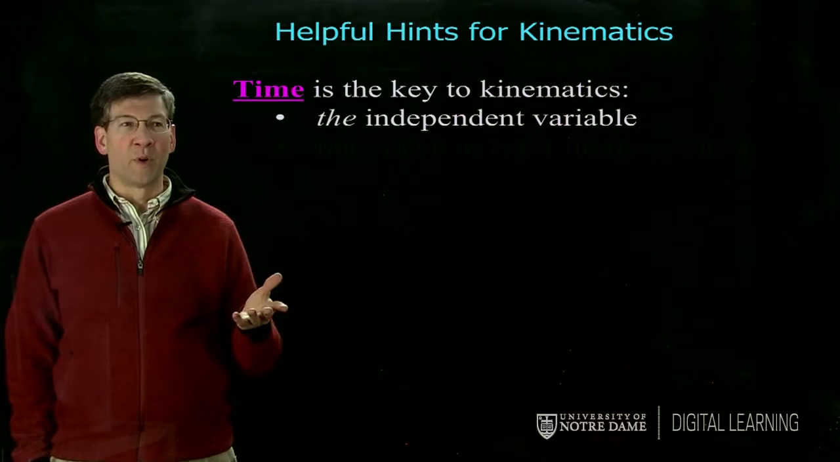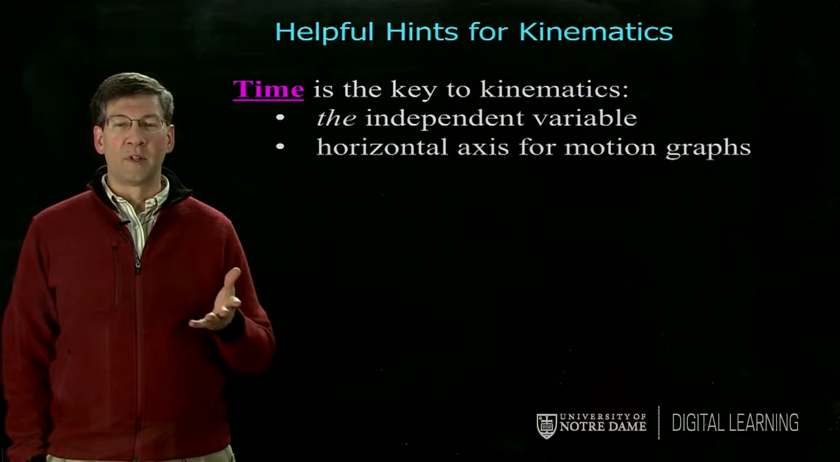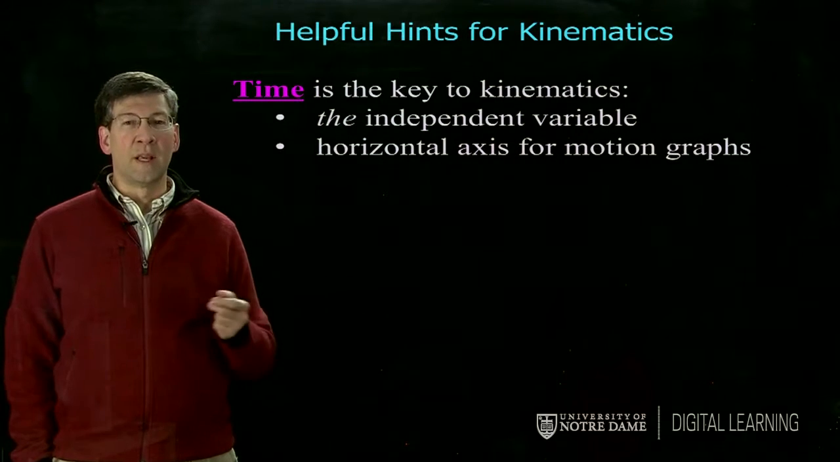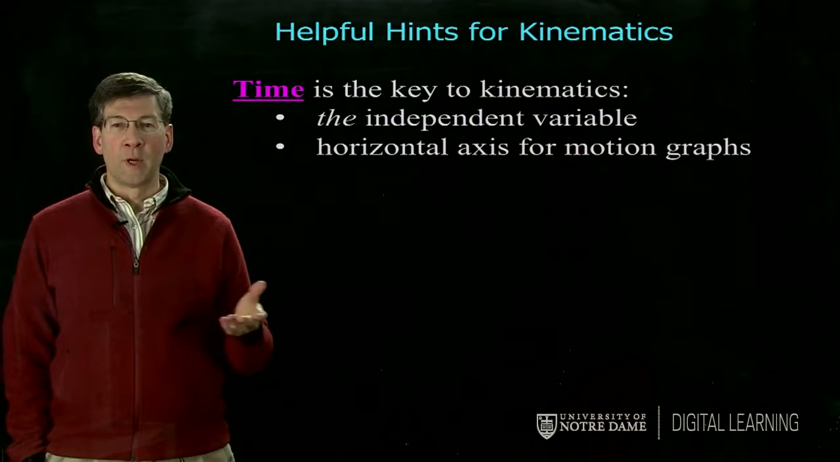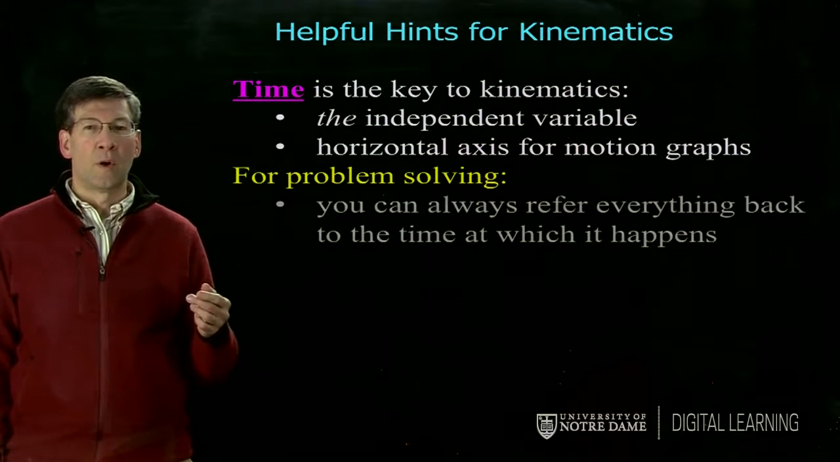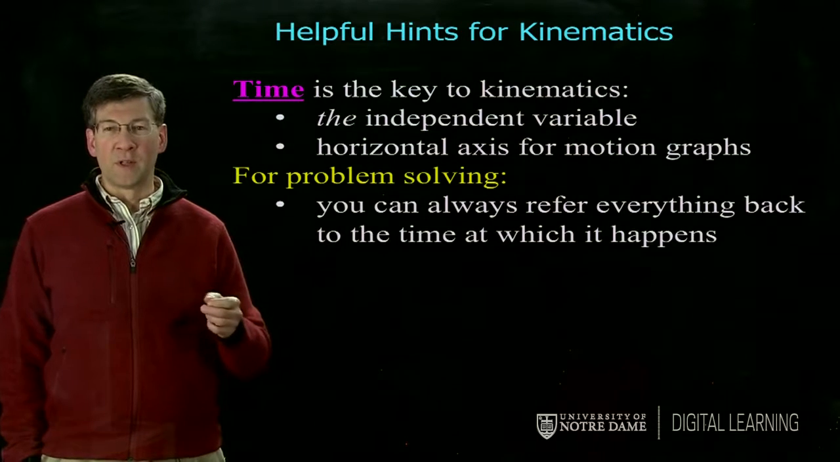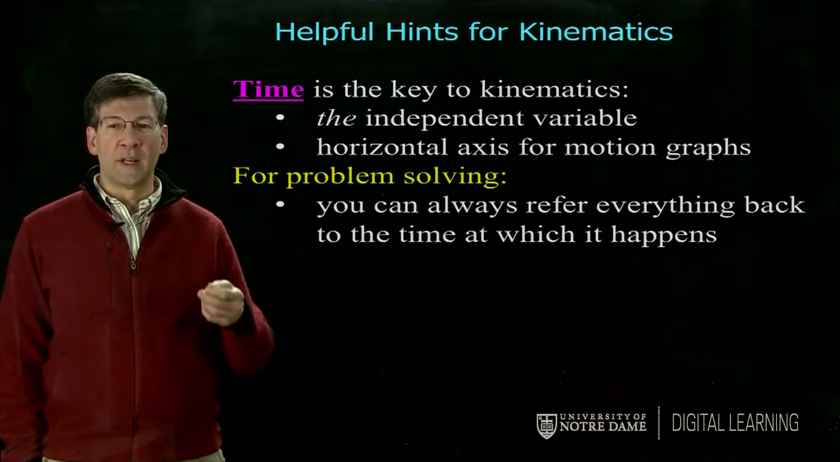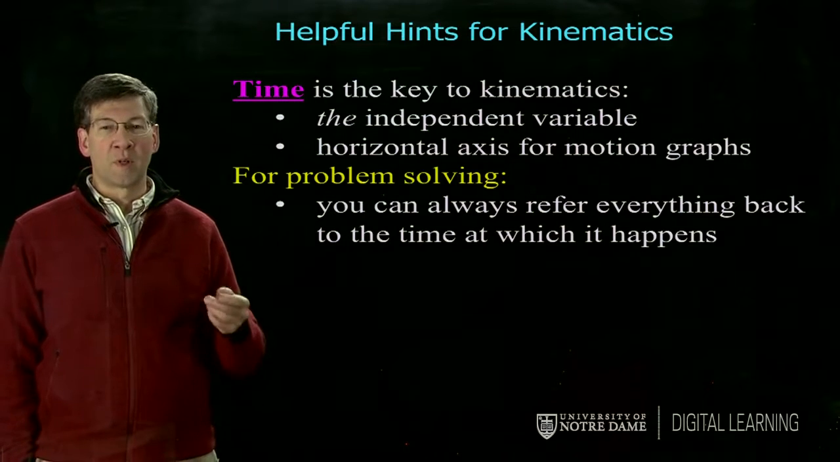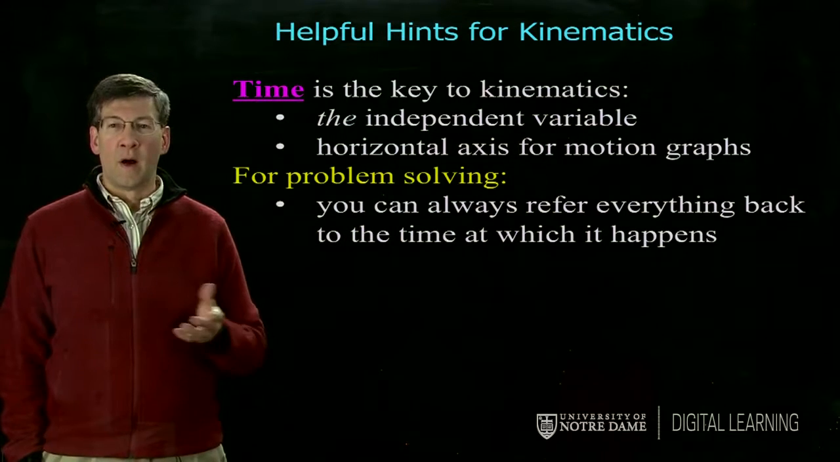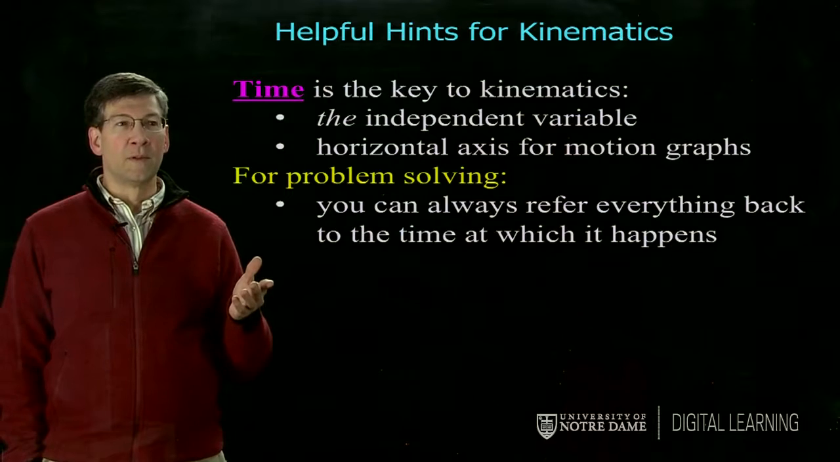And since we've drawn a bunch of these motion graphs, it's always the horizontal axis. It's the independent variable. So now when we go to solve problems, you can always refer everything back to the time at which it happens. You have equations that relate position, velocity, acceleration, and time, but time is the key. A couple of other things to remember when you're going through these.